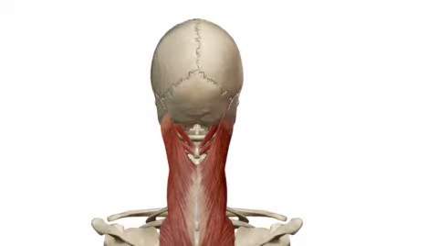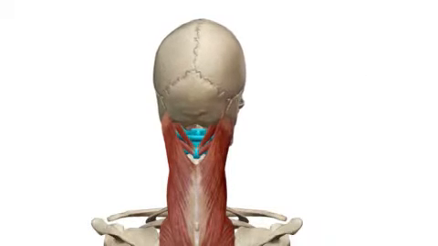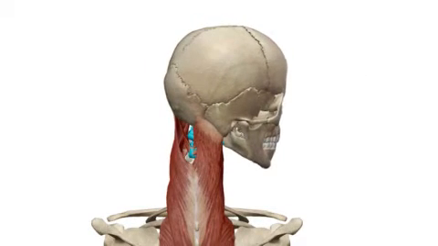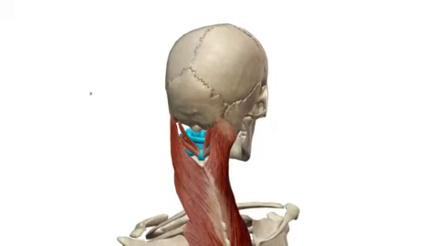The AA is considered to be C1 motion on C2. As we can see on this animation, this is C1, which is the atlas, and this is C2, which is the axis. Its primary motion is rotation. 50% of the rotation of the cervical spine actually occurs here. Let's take a look at the animation. Rotation to the right, and we can see here that most of the motion is around C1 and C2 as the neck rotates to the right.